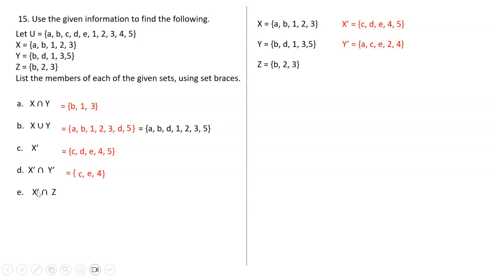Now let's do the complement of X intersects Z. Let's go here on the right side. So where does X complement and Z intersect? Do they have a C? No C. A D? No. An E? No, it's not there. A 4 or a 5? No. So this means they don't have anything in common, which means it's the empty set. That's your solution.